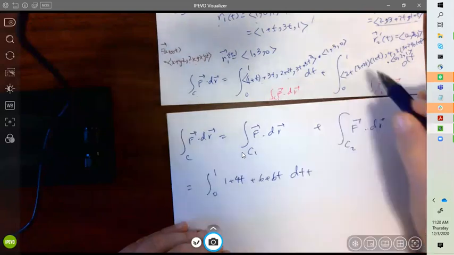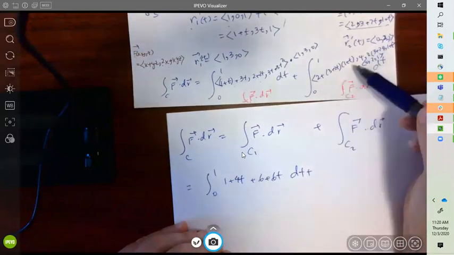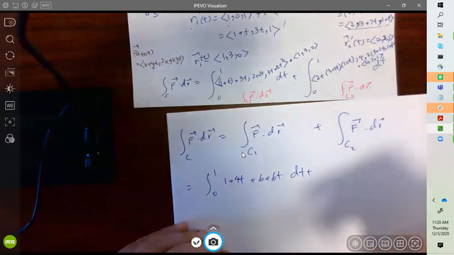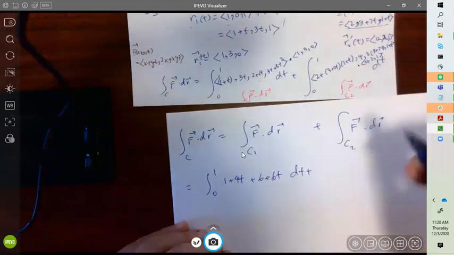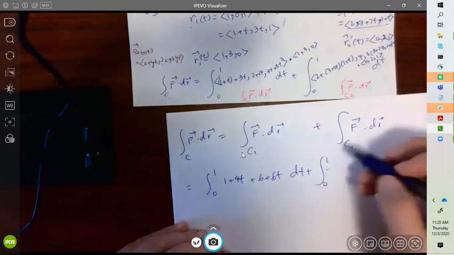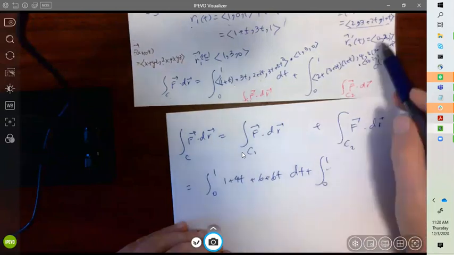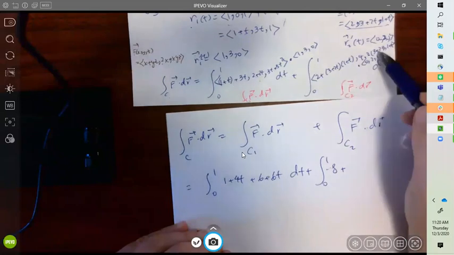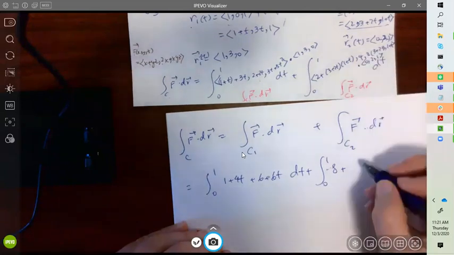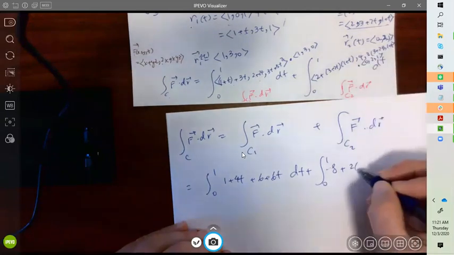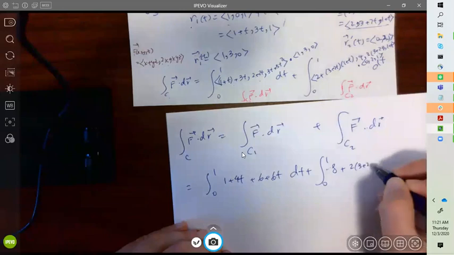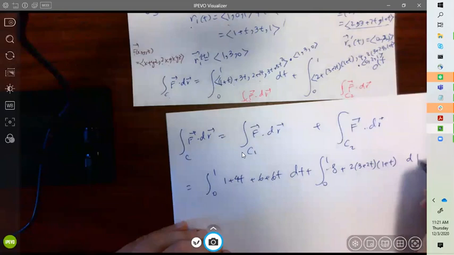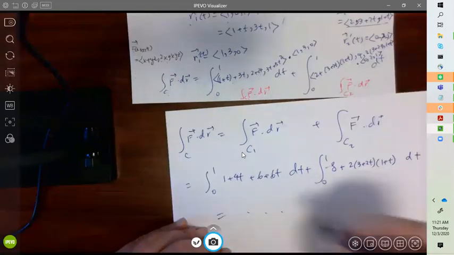And over here, I will have 0 times that, which is going to be 0. Then I will have 4 times 2, which is 8, plus 1 times multiplication of all of them, which is going to be 2 times 3 plus 2t times 1 plus t dt. And that gives me the answer.